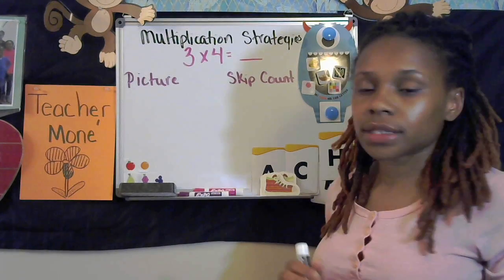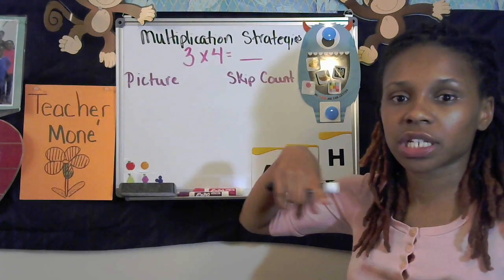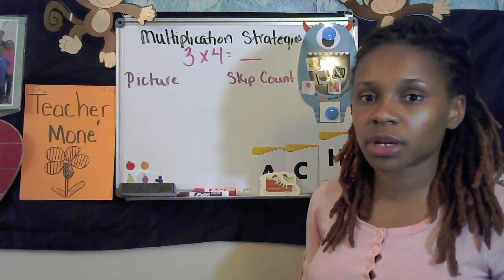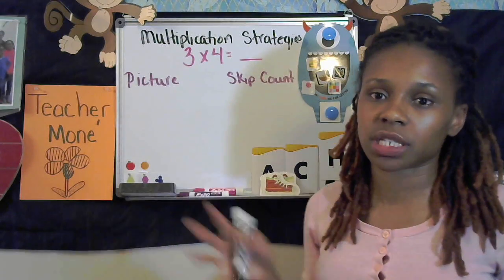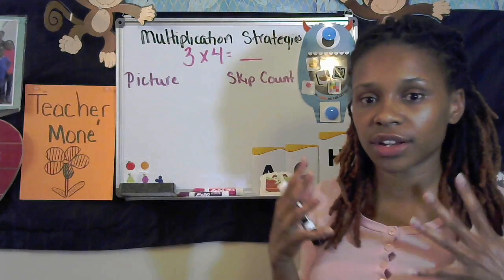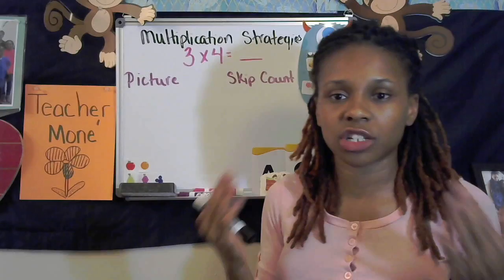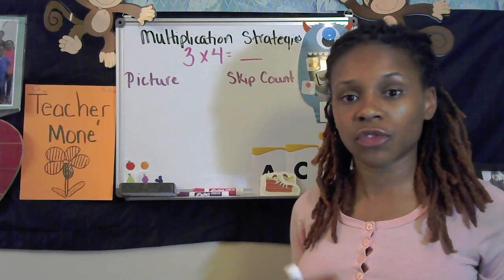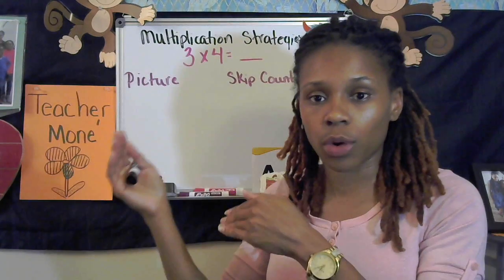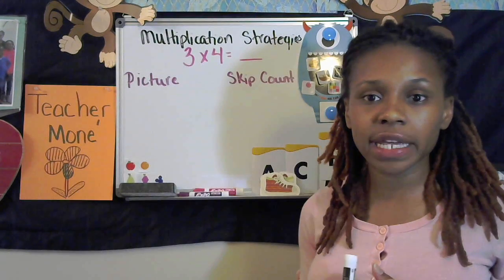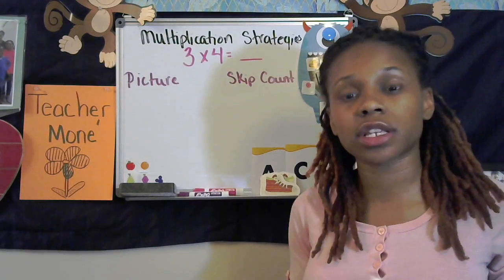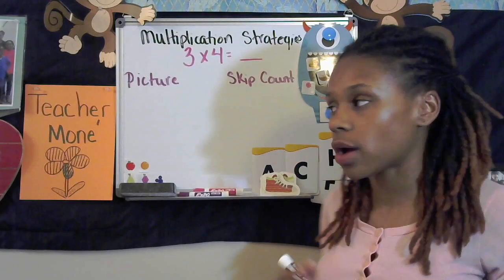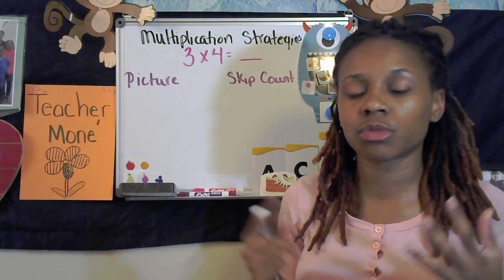Okay, so I have this equation here: 3 times 4 equals blank. The first strategy that I'm going to show you is a picture strategy. That is getting our kids to understand exactly what this means by drawing a picture to show 3 times 4. So 3 times 4 is essentially 3 groups of 4. They can draw 3 groups of 4 dinosaurs, 3 groups of 4 apples, coins, whatever they choose to draw. But they need to make sure that it is 3 groups of 4.